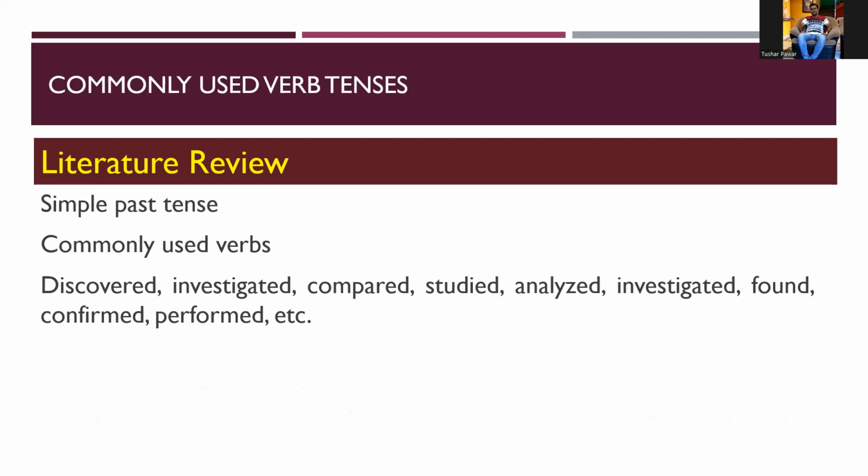Then the literature review. In the literature review, use simple past tense, because the literature review is all about what has already been done. So past tense or past perfect, in which you will be using verbs like discovered, investigated, compared, studied, analyzed, found, confirmed, performed, because this is all research that has been done.